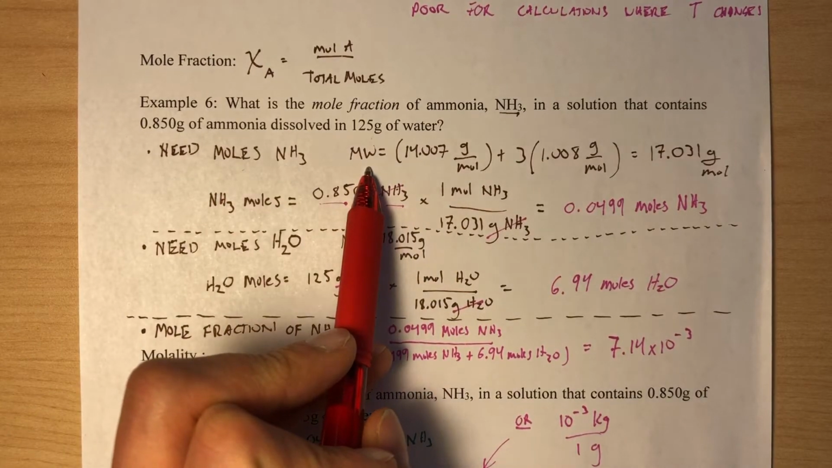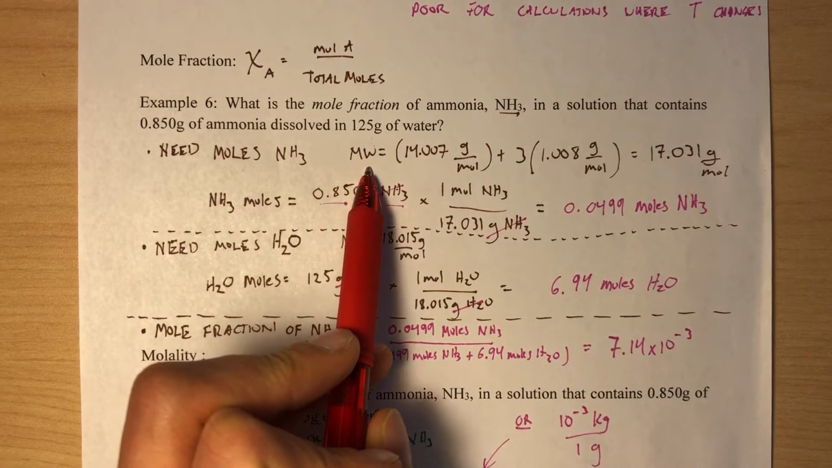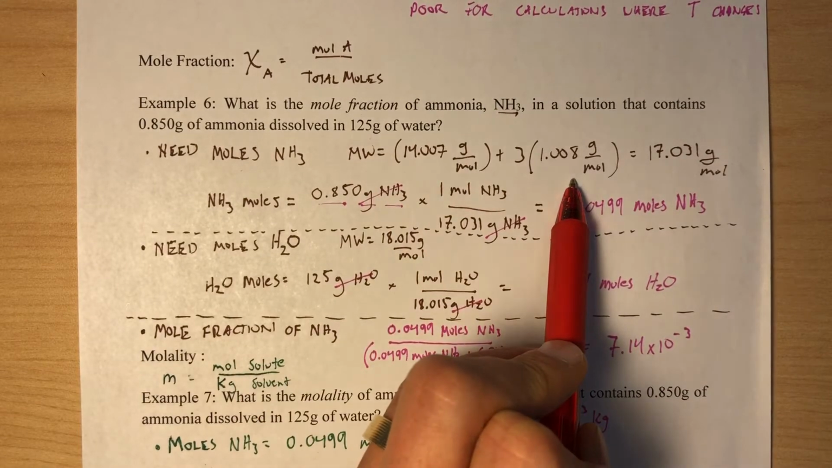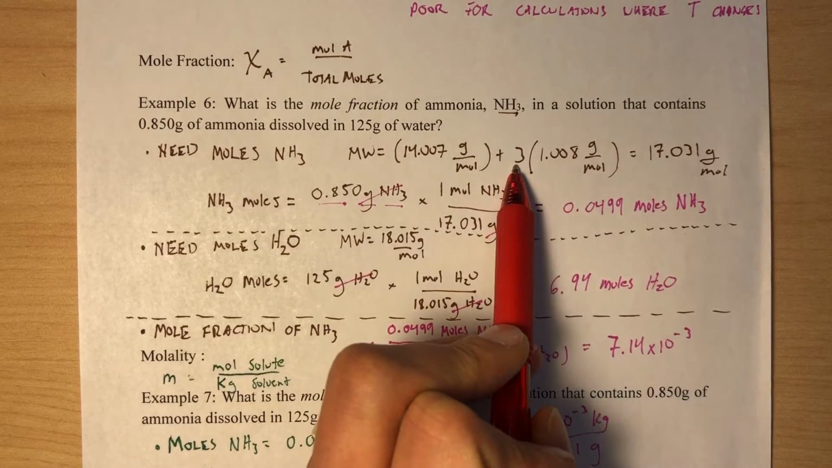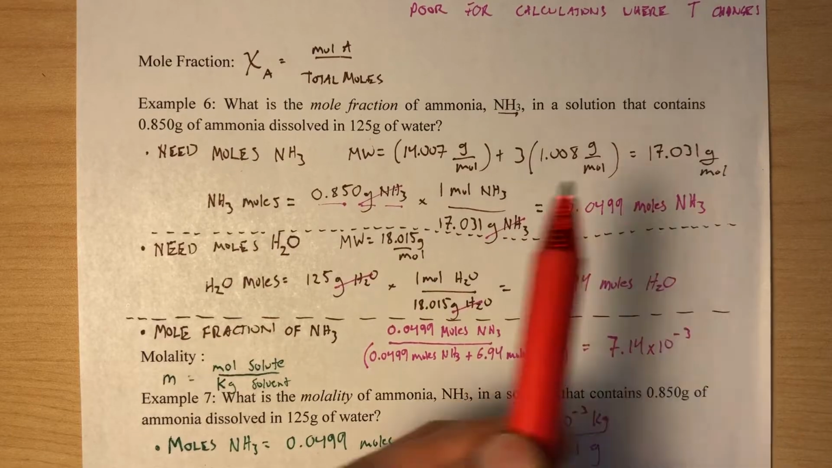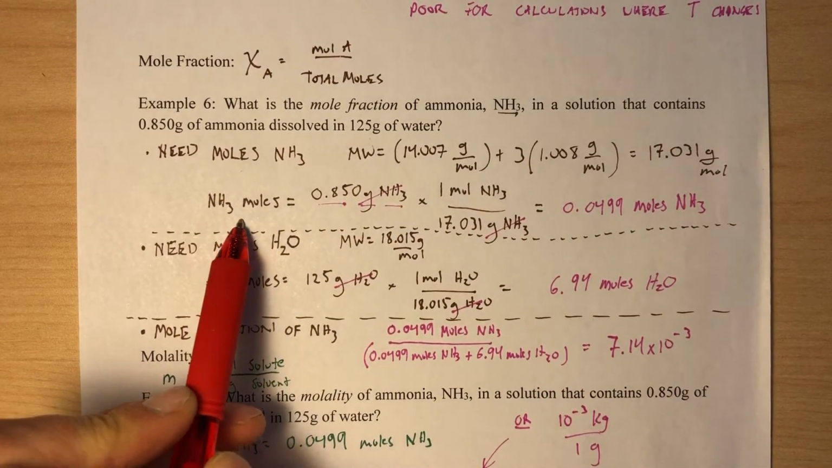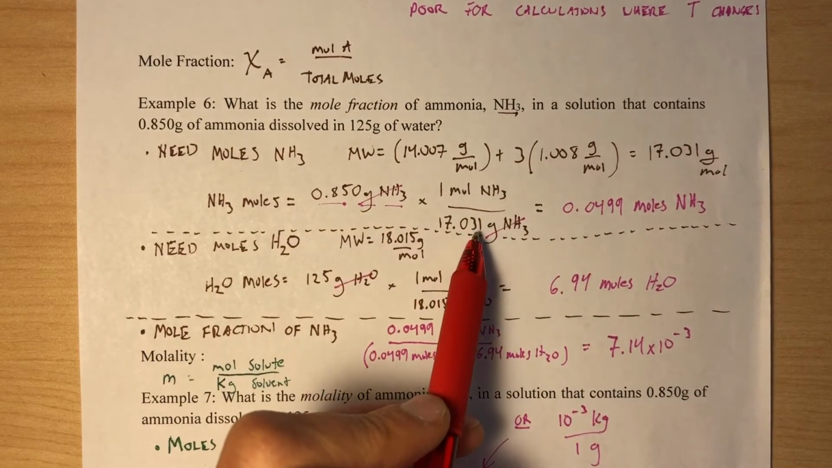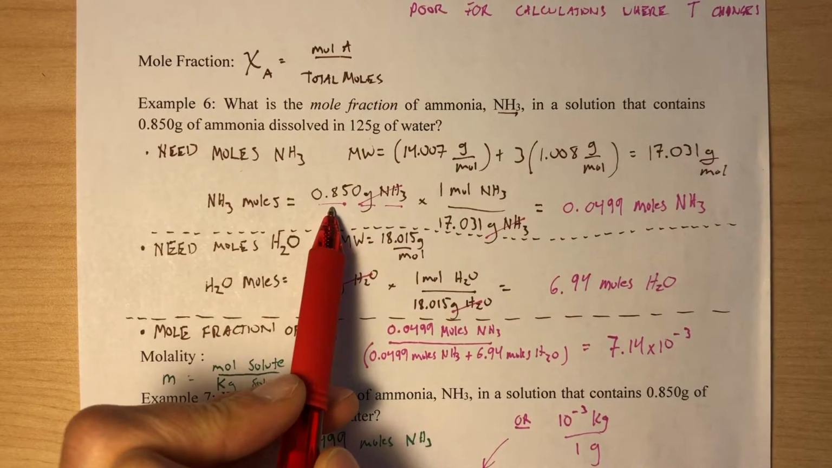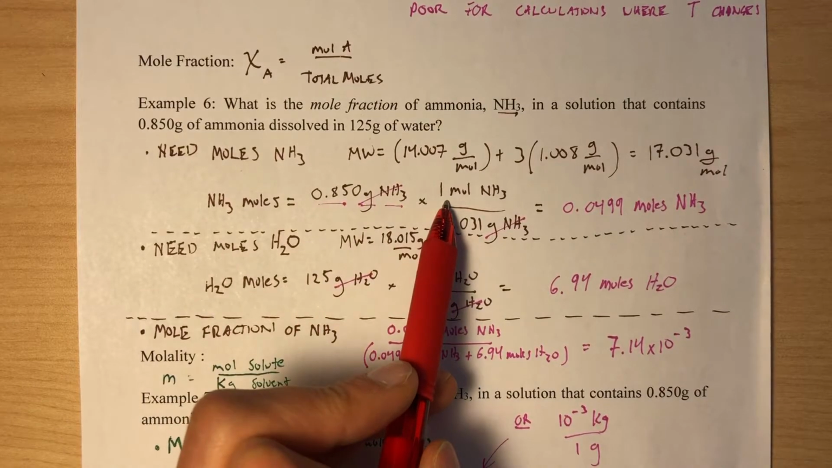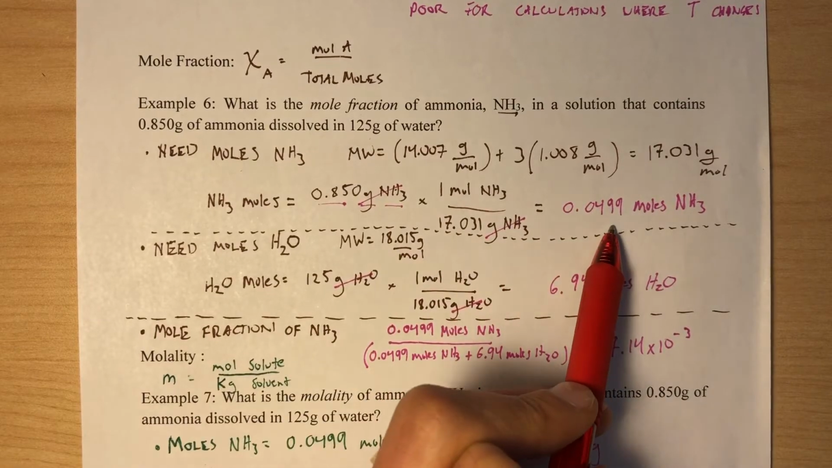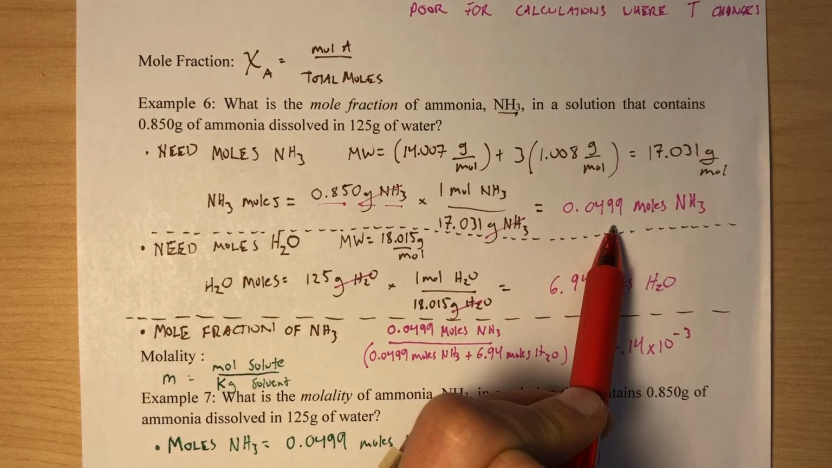The molecular weight can be calculated from the periodic table. Nitrogen has a molecular weight of 14.007 grams per mole, hydrogen 1.008 grams per mole, and there are 3 of those. Adding all of that together, you get 17.031 grams per mole. To calculate ammonia moles, we use the mass of ammonia multiplied by 1 over the molecular weight. So we have 0.850 grams of ammonia times 1 mole of ammonia per 17.031 grams of ammonia, and that comes out to be 0.0499 moles.